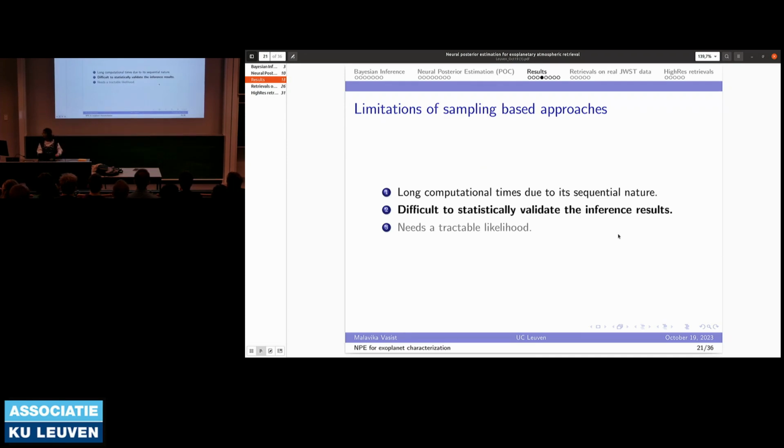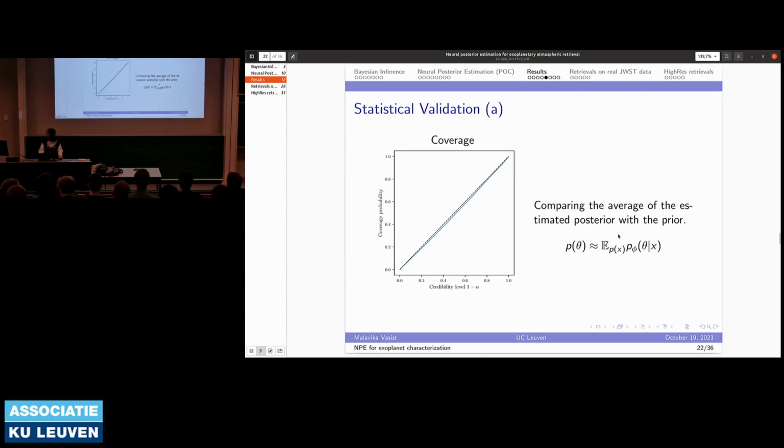So that brings us to the second limitation, which is the difficulty of statistically validating the inference results, because of the long time taken for each sequential retrieval. That is something NPE can solve, because the subsequent retrievals, once it's trained, are almost quasi-instantaneous. So we use statistical tools like coverage to evaluate our posterior distribution.